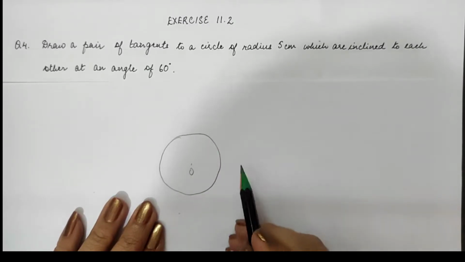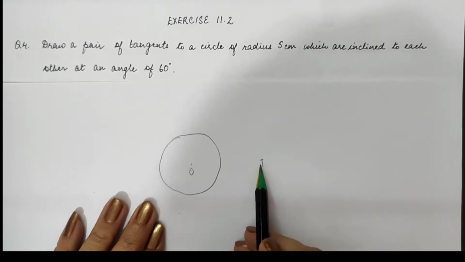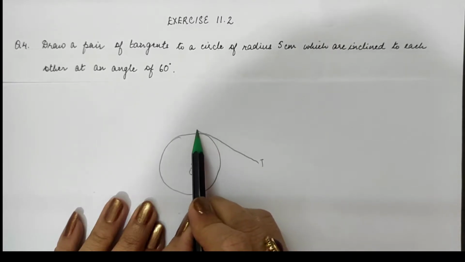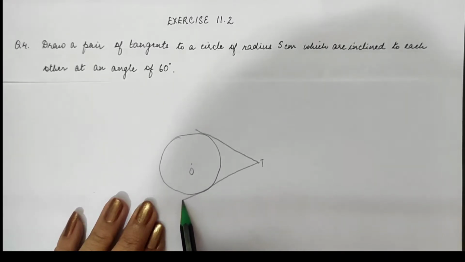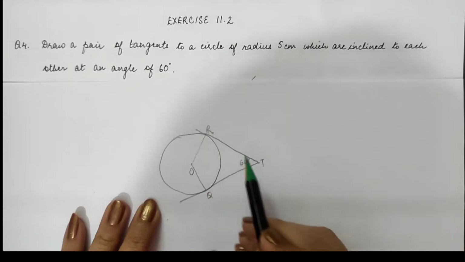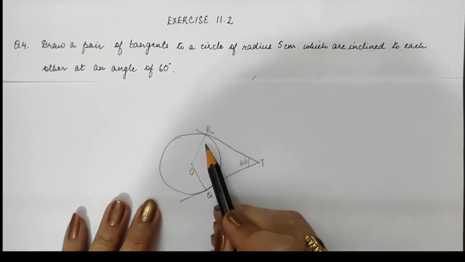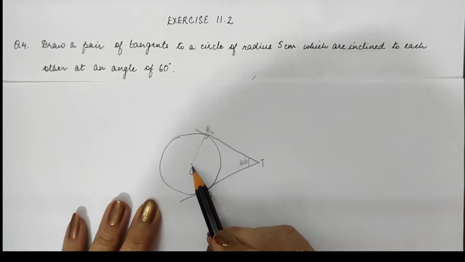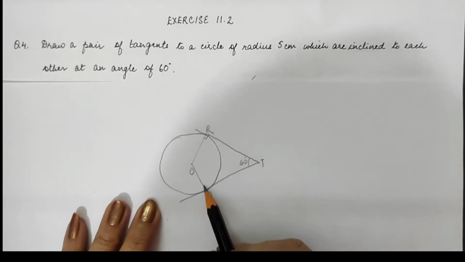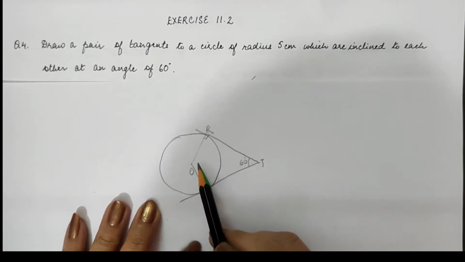O is the center of the circle and I need to draw two tangents from an external point, let's say T, such that the angle between the two tangents is how much? It is equal to 60 degrees. So this angle needs to be 60 degrees. So if TQ and TR are the two tangents, then just tell me how much is angle ORT? This will be 90 degrees. How much is angle OQT? This angle will also be 90 degrees, the angle between radius and tangent. This is 60 degrees. Therefore, by angle sum property, this angle is going to come out to be how much?